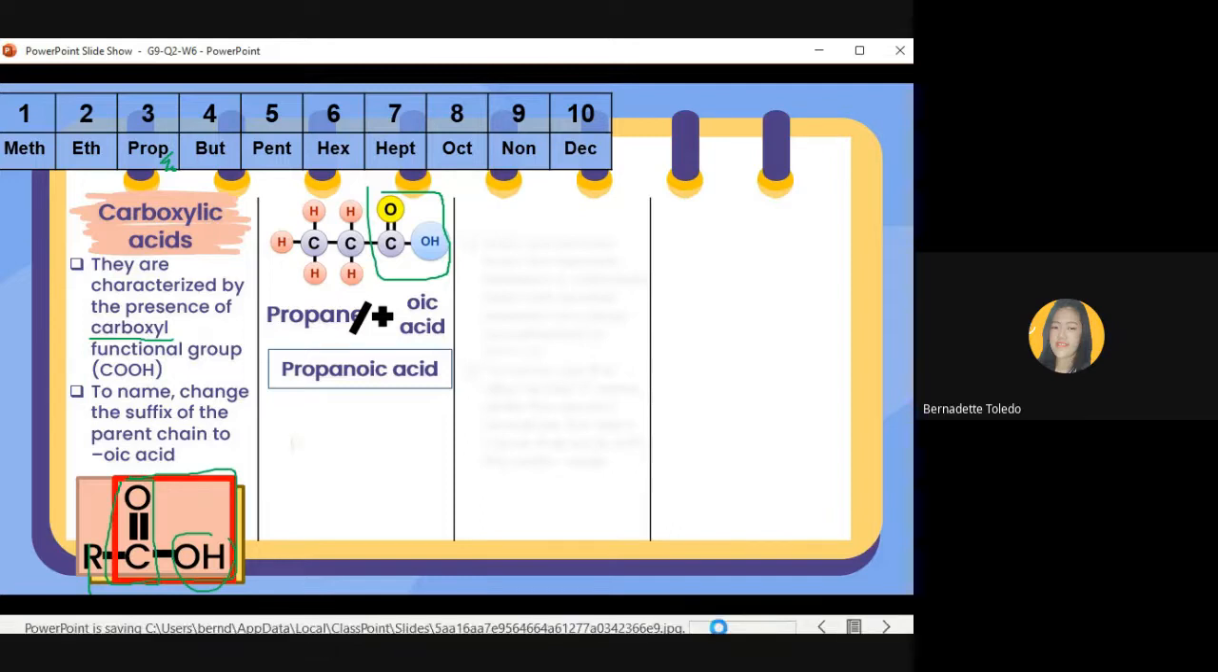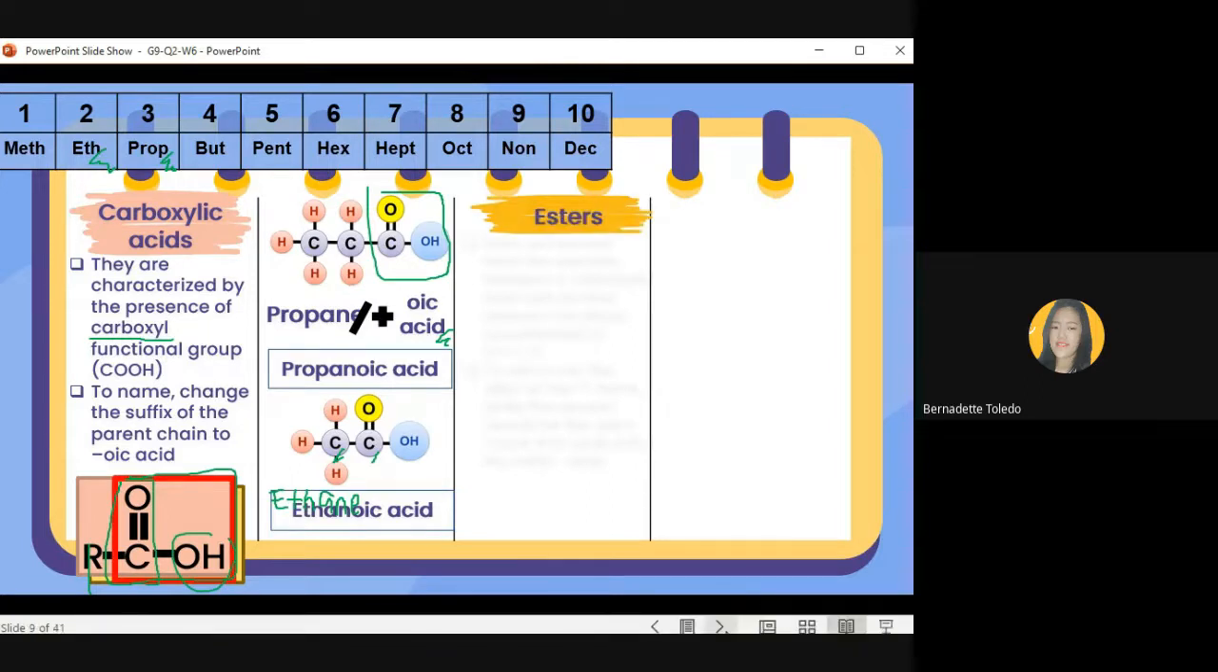Yan. Another one. We have 2 carbons. Now if we have 2 carbons here, the prefix for 2 carbons is eth. Ayan. So we will just have the name for the alkane. For this one, 2 carbons, the name of the alkane is ethane. Then add the suffix -oic acid. So the name of this compound is ethanoic acid. So that's how you will identify or name the carboxylic acid.